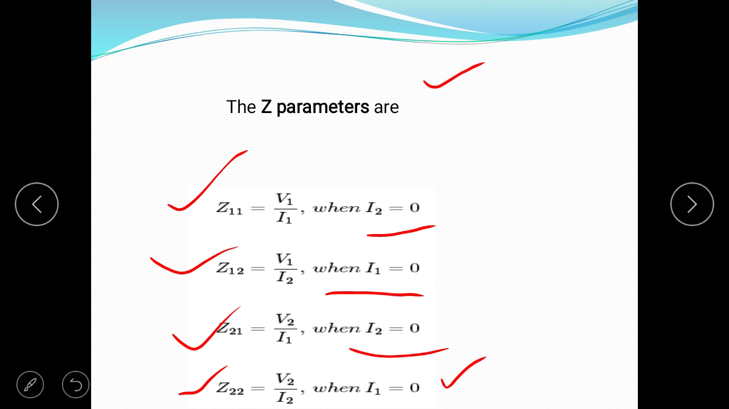So these Z11 and Z22 are known as open circuit impedance parameters and Z12 and Z21 are known as transfer parameters, or Z11 and Z22 are also known as driving point parameters.